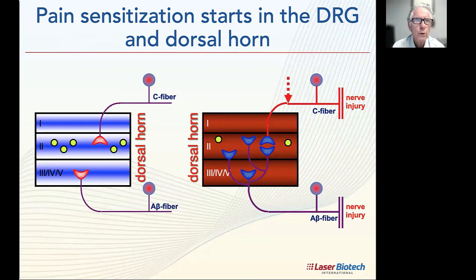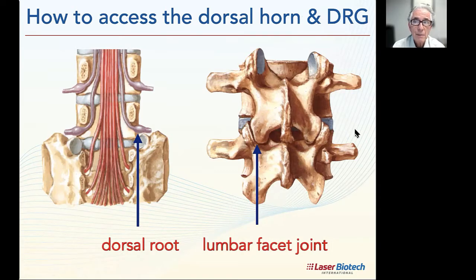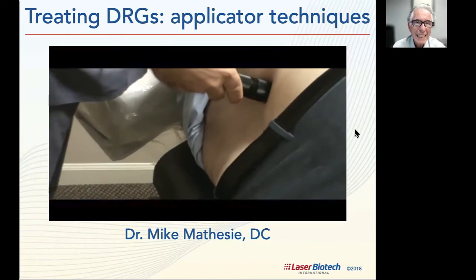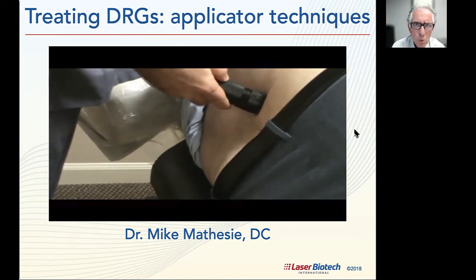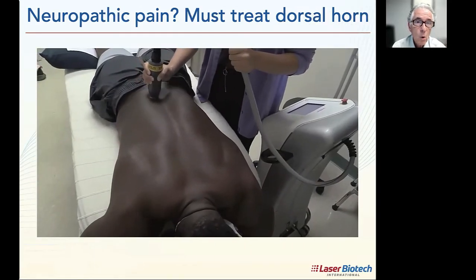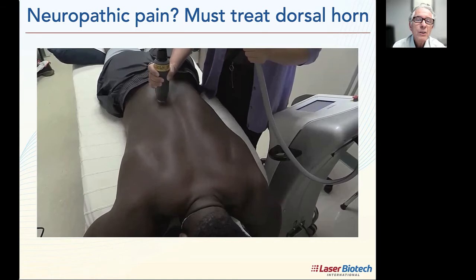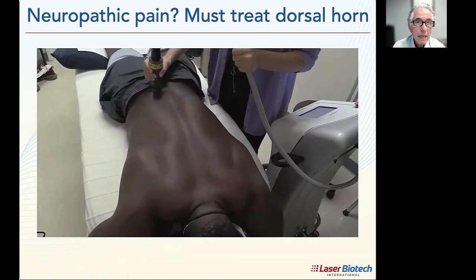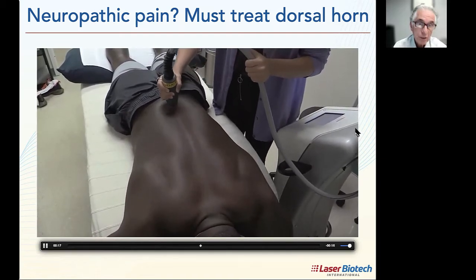In 4 hours, you will learn all those things. Pain sensitization: why that is the case, how it happens. It initially starts at the dorsal root ganglion and the dorsal horn, and I'll show you how to find them, how to access them, and how to treat them. I'll show you the techniques of treating the DRG, not Dr. Mathisi. You will understand why he's doing it the way he's doing it. There's a reason for that. Same thing with the dorsal horn: how do you treat the dorsal horn? Including cases like dark skin, how do you compensate? How do you adjust your laser settings for different situations with body hair, tattoos, moles, dark skin, like in this case.